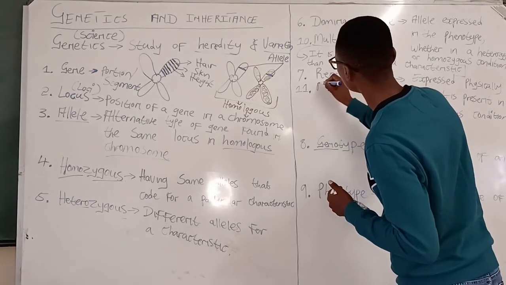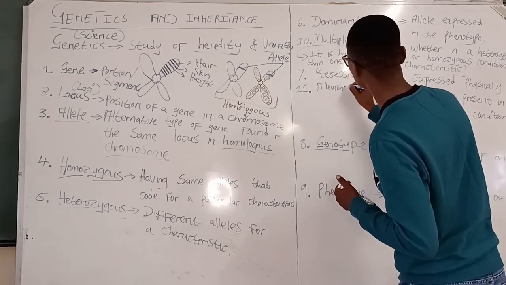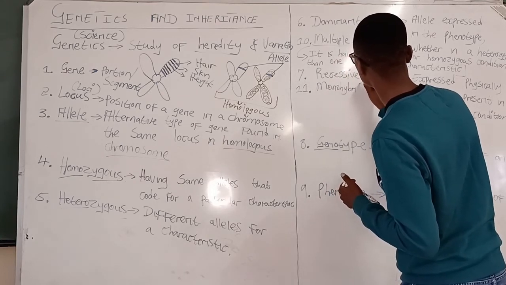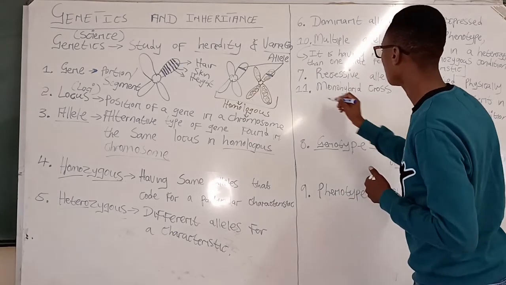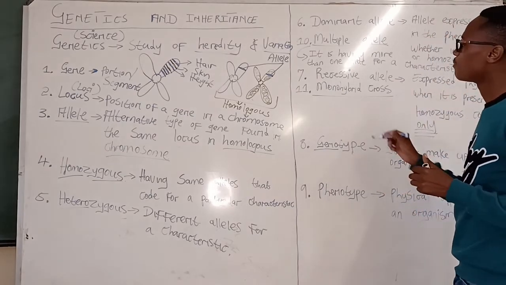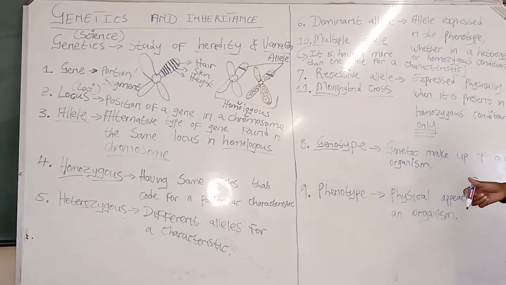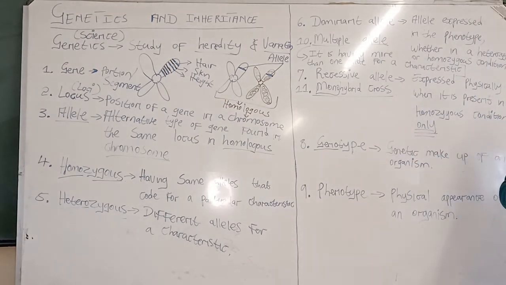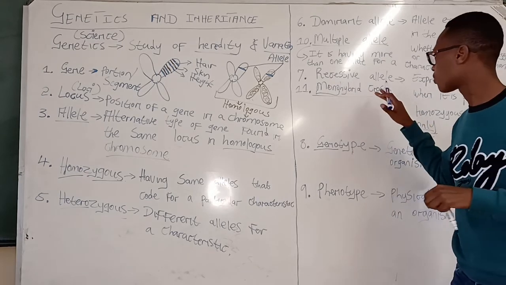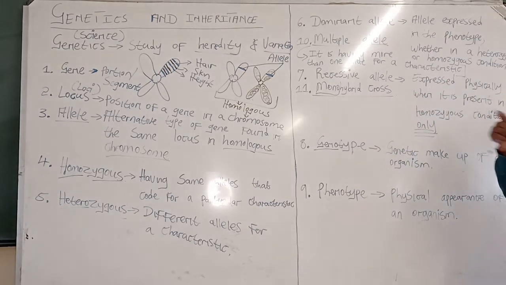So we're going to focus on a monohybrid cross. As you can see here, mono in biology means one. So in this type of cross, we are going to focus on only one characteristic. In a monohybrid cross, only one characteristic is considered in the cross.